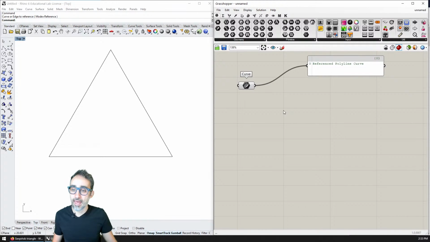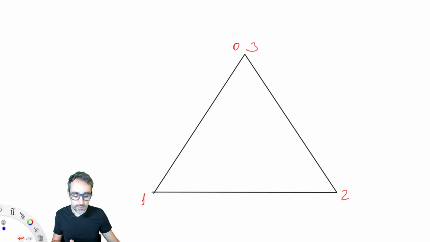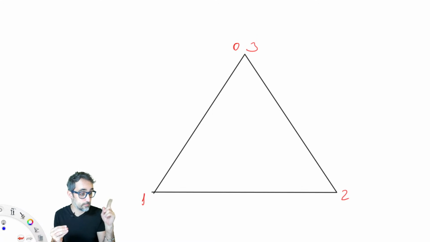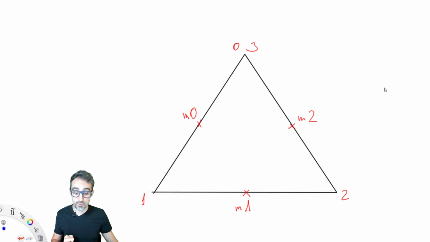Okay. And so the first thing that we're going to do, as per the algorithm that we were describing before, is extract the vertices from this polyline. And then the second thing we need to do is figure out what the midpoints are for each one of those segments of the polyline.